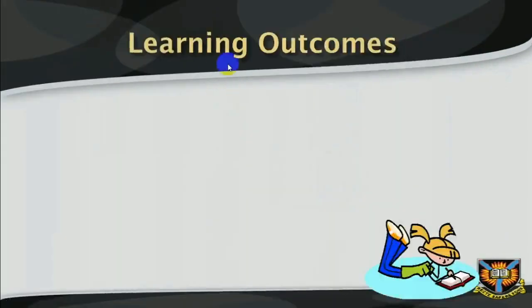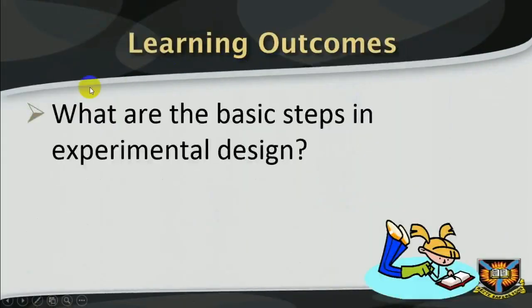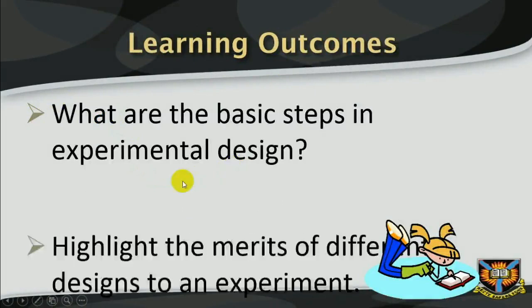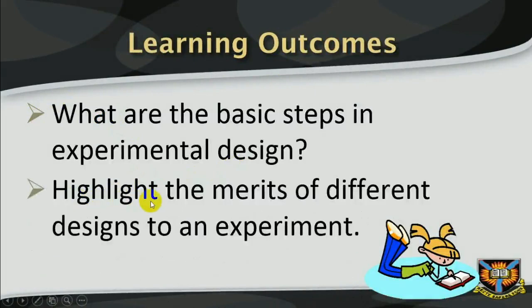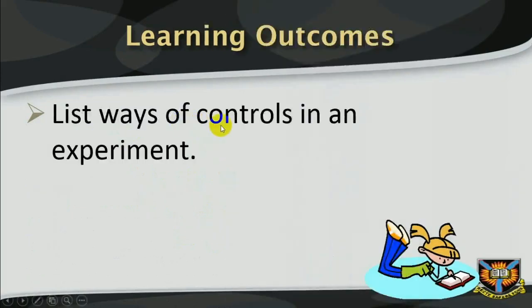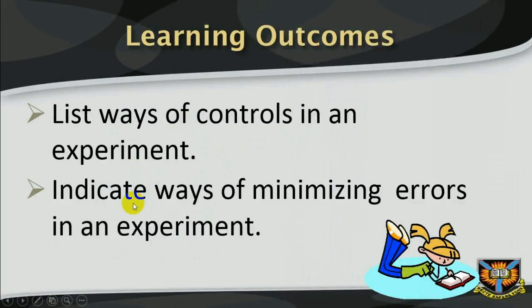Learning outcomes. When you have studied this session, you should be able to: 1. Outline the basic steps in experimental design. 2. Point out the merits of different designs to the experiment. 3. Present ways of control in an experiment. And 4. Indicate ways of minimizing errors in an experiment.